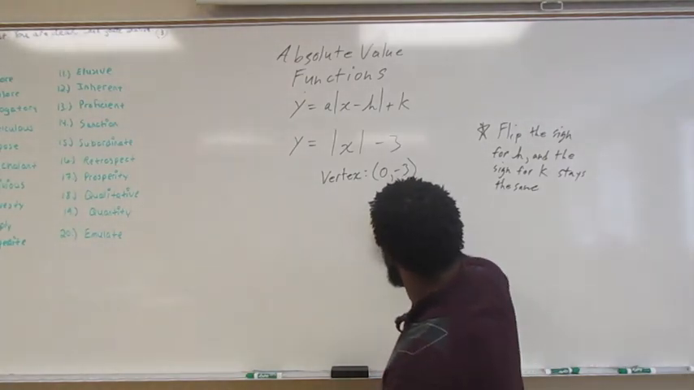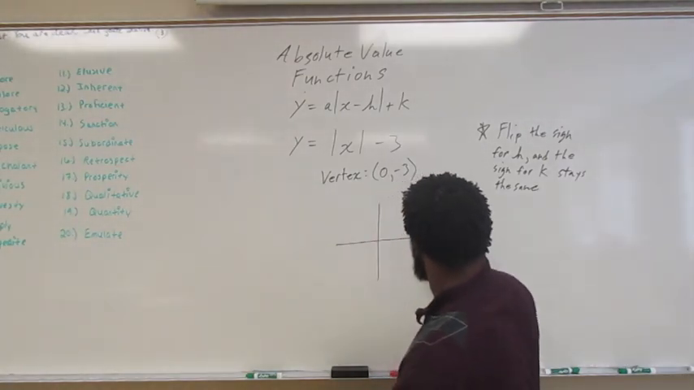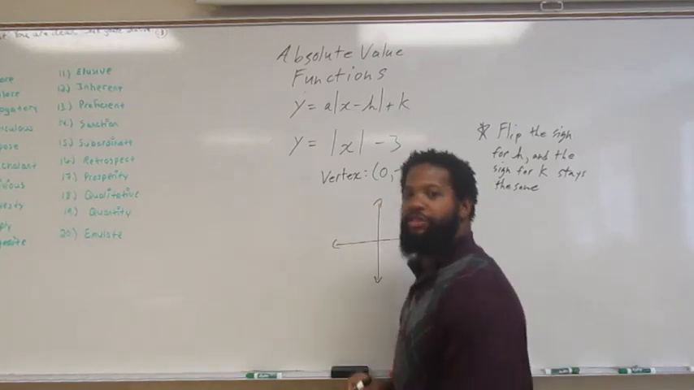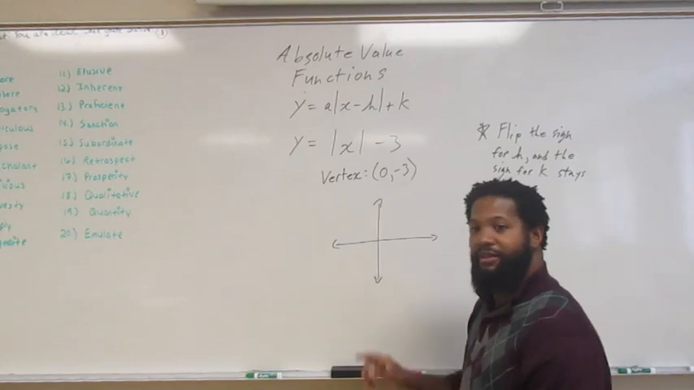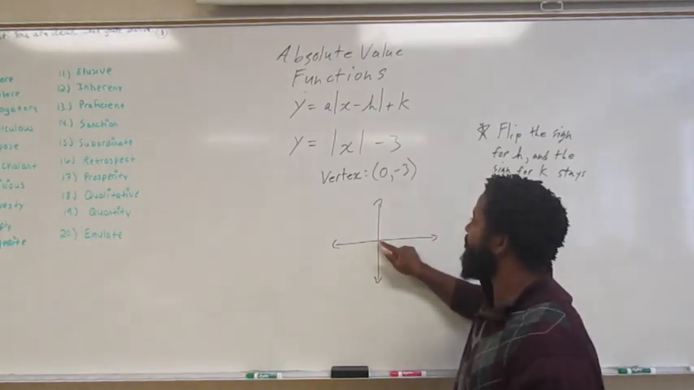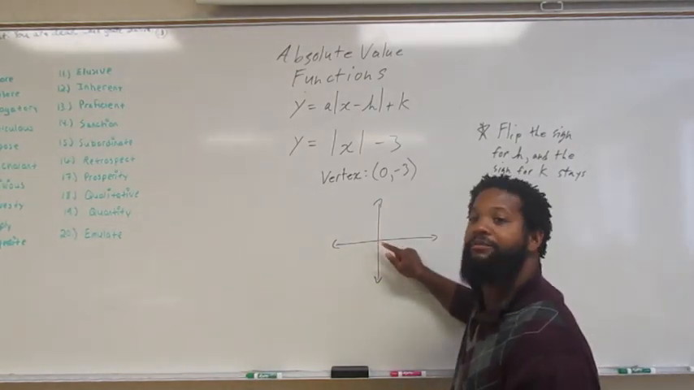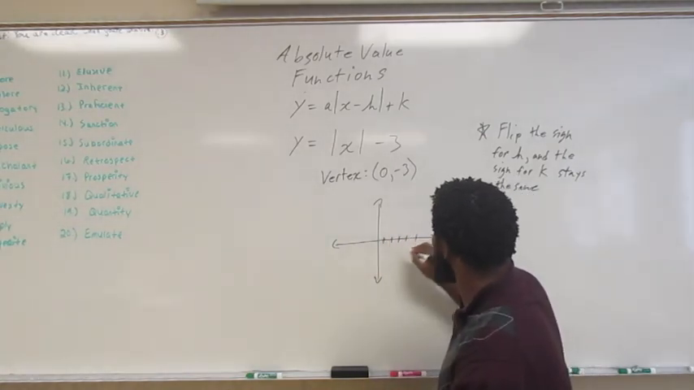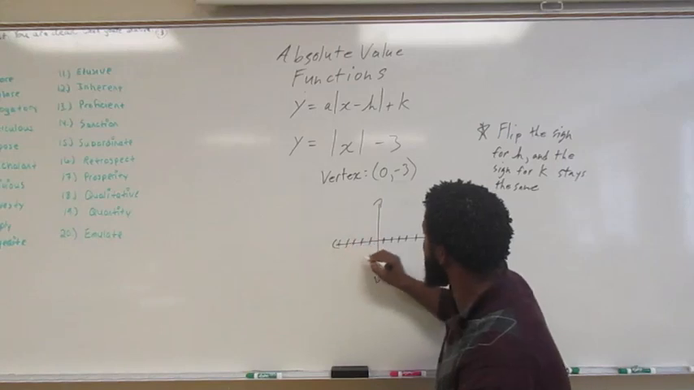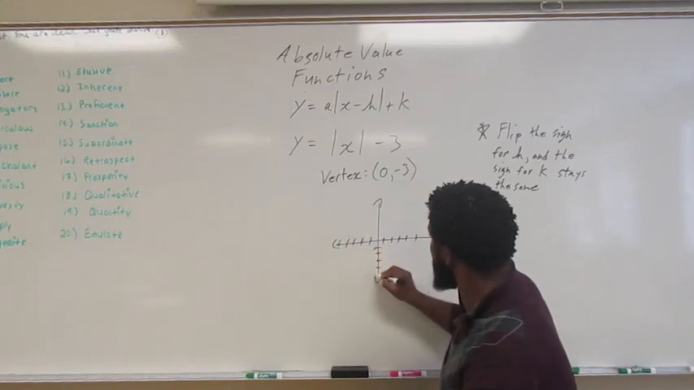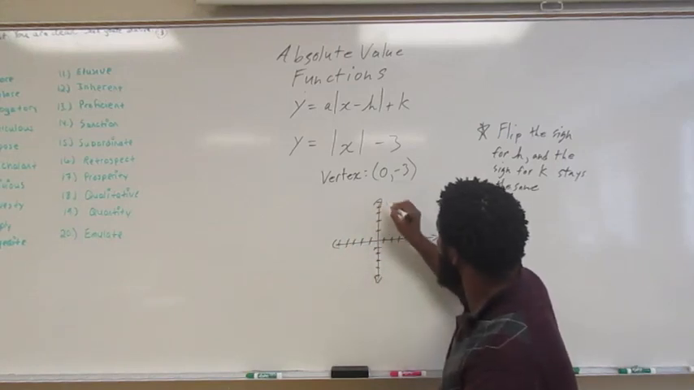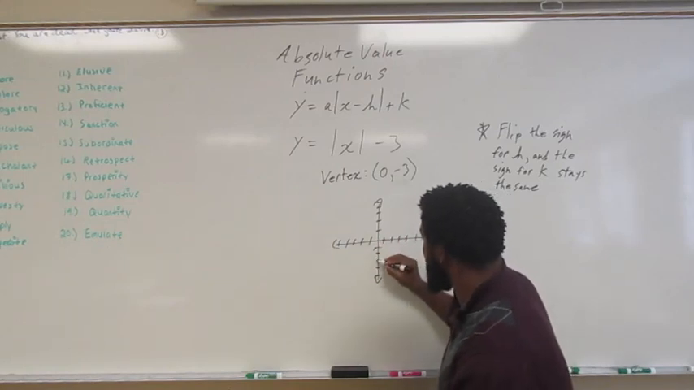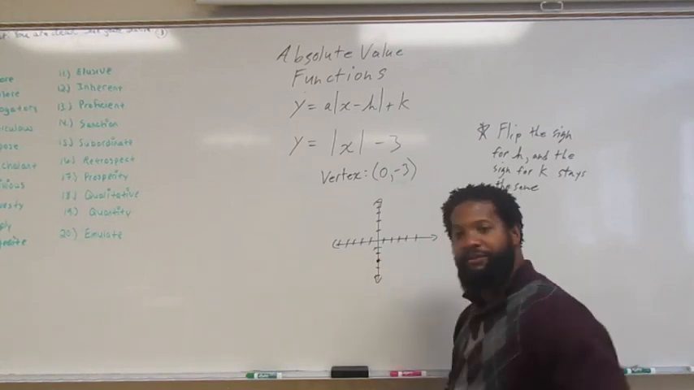And so you would plot this point. What is our origin? Where's our 0 at? In the middle right here. And we're going down how many? 3. So we count down 1, 2, 3. Boom. Your vertex is right there, right?